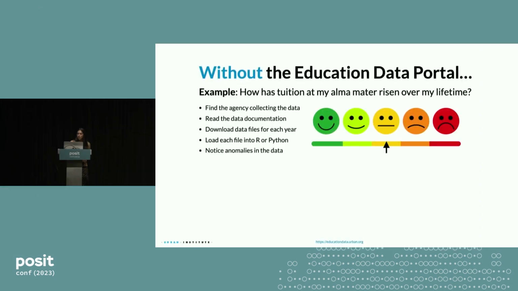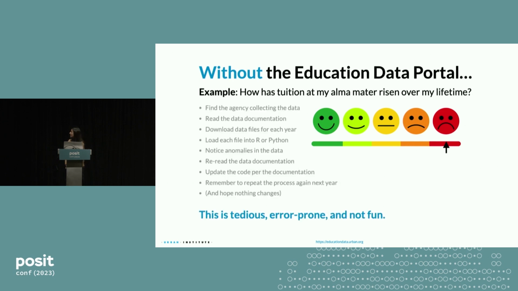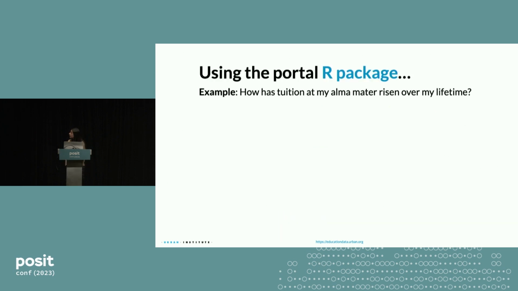So at this point, you can either cry or you can reread the data documentation, figure out what you did wrong, figure out what you need to redo, update your code. The very fun part of setting yourself a calendar reminder to a year from now, do the same thing, go to the government website, download that data file. And last but certainly not least, hope that nothing changes. Hopefully, I belabored the point that this process is really tedious, it's really error-prone, and simply not fun. So enter the Education Data Portal.